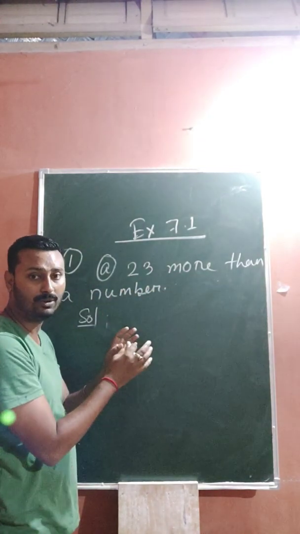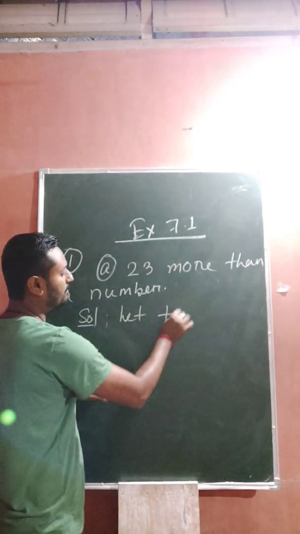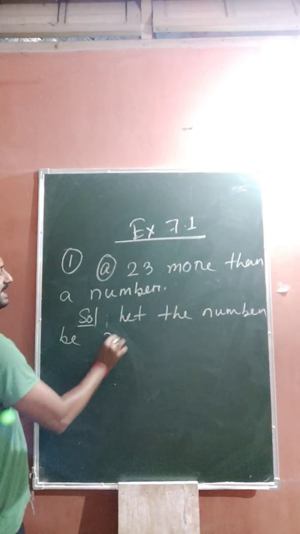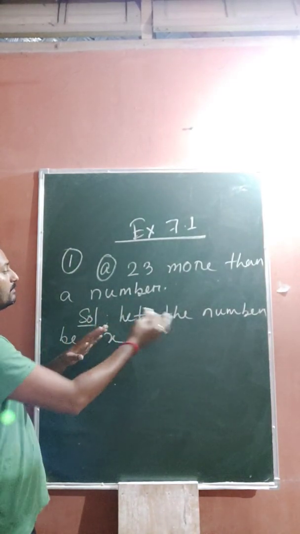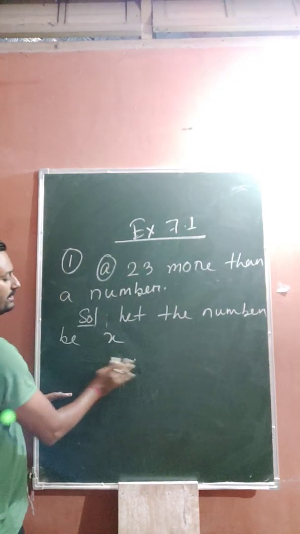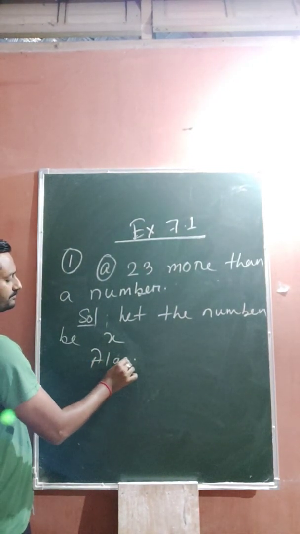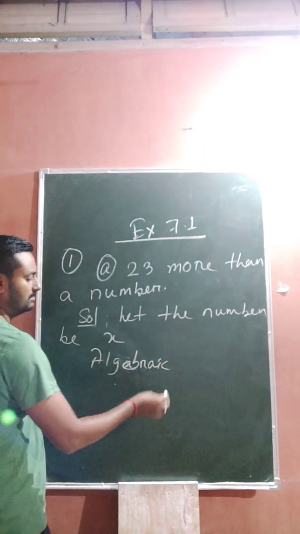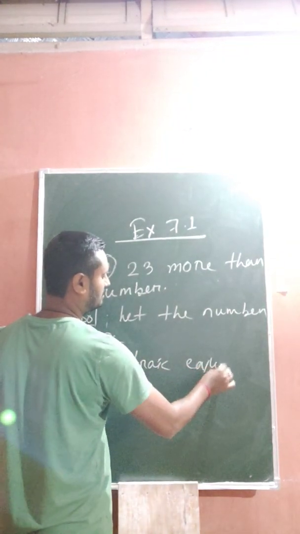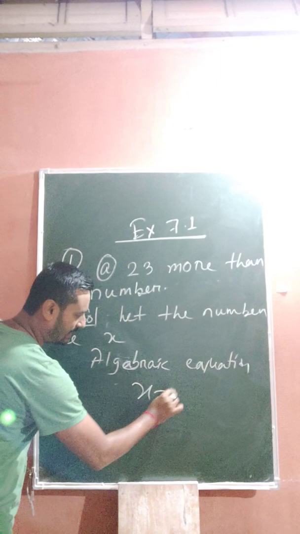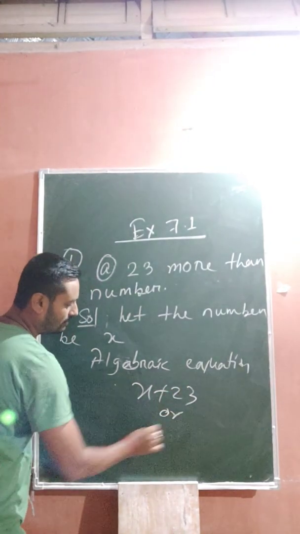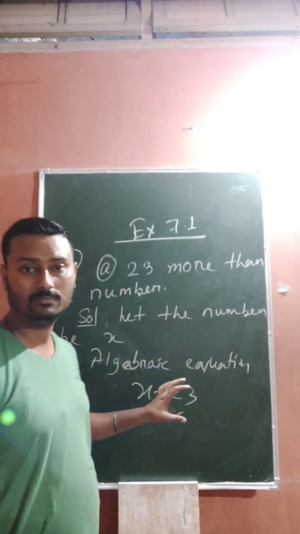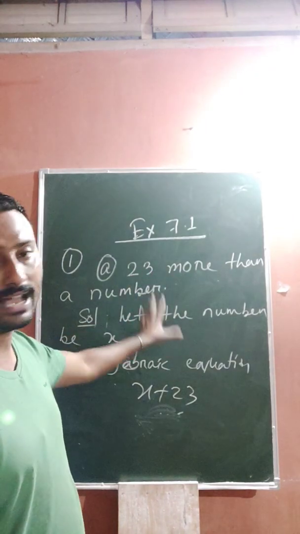A number is not known to us. So you just have to let the number be x. After that, 23 more than a number, that means the expression will be x plus 23. More than means plus. Okay, so this type of question will be asked in your exam.